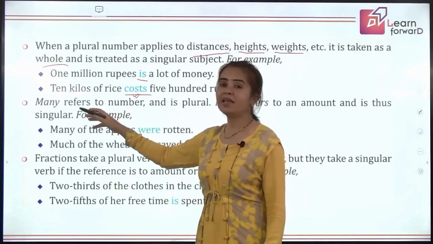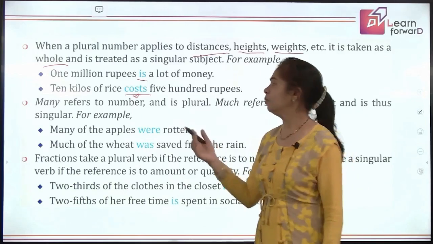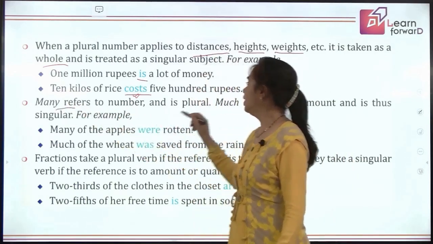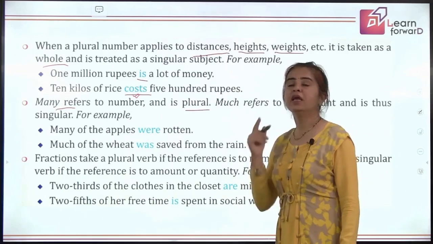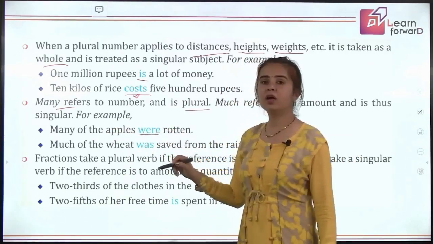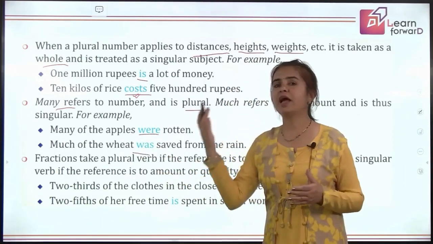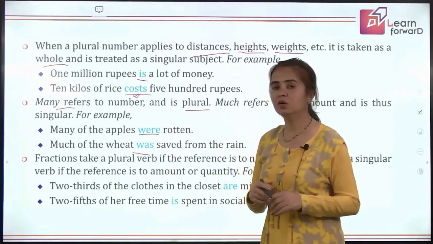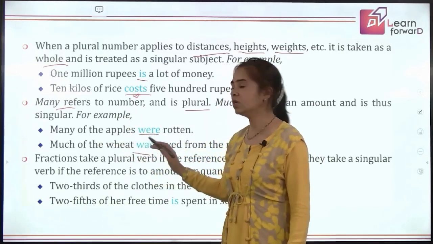Next, many. Many means we are talking about something in plural, so it will take a plural verb. Many refers to number and it is plural. But much refers to quantity, and it will take a singular verb with it. Many of the apples were rotten, but much of the wheat was saved. Much of the time is utilized. Okay. So many will take a plural verb and much will take a singular verb.